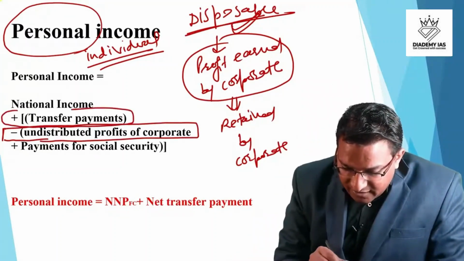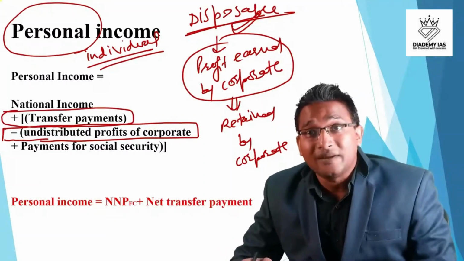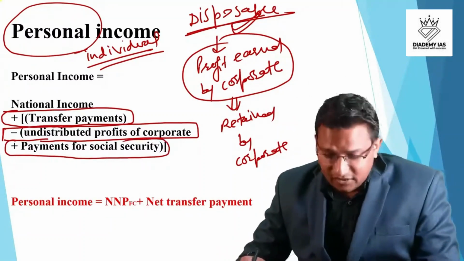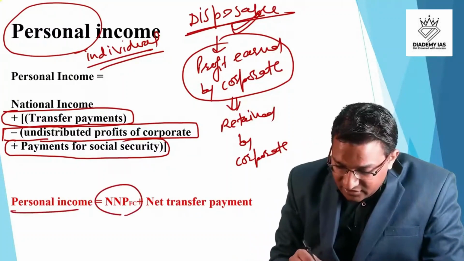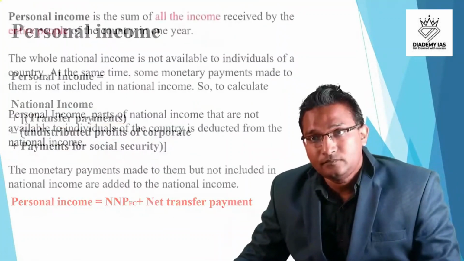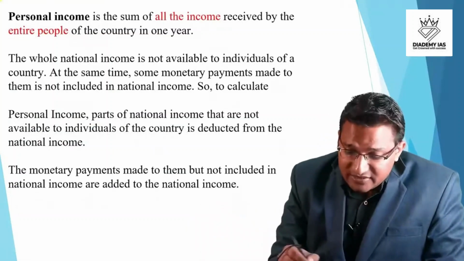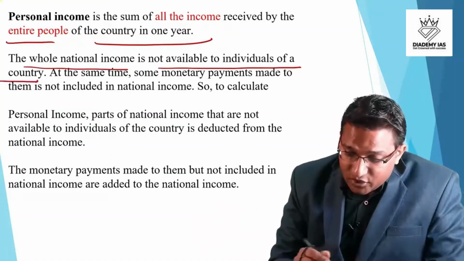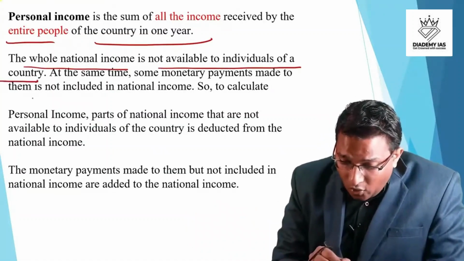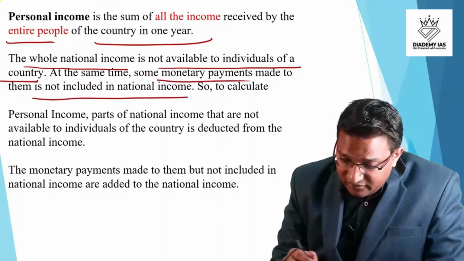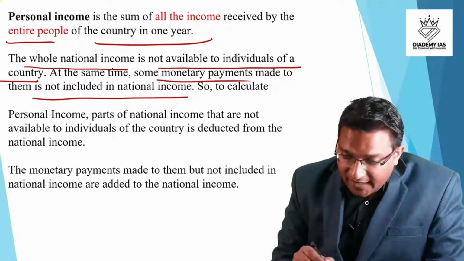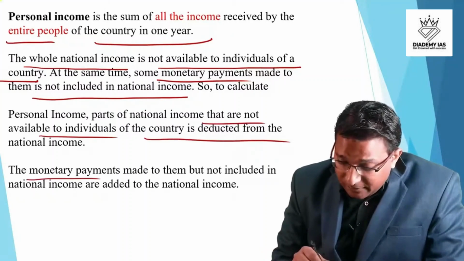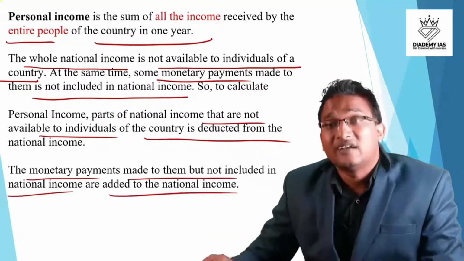We add the transfer payments which can actually be spent by the individuals, and we also add the payment for social security, right? In other words, personal income is equal to NNPFC plus the net transfer payment. So personal income is the sum of all the income received by the entire people of the country in one year. The whole national income is not available for the individuals of the country. There are some payments which are not included in the national income, but they are received, so we basically need to include that. And there are some payments that are not available to the individuals, so we need to reduce them. So monetary payments made to them but not included in the national income are also added to the national income.